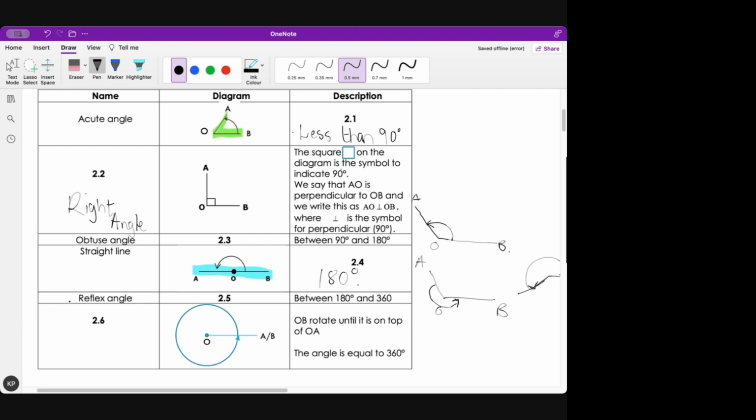360 degrees on the dot. A full rotation. Okay, let's hear, guys. What do we call it? It's a revolution. A revolution.